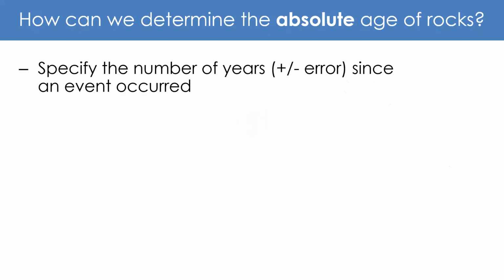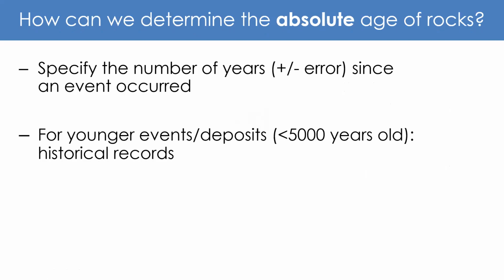So we can specify the number of years since a certain event occurred, but we still have an error. For very young deposits, less than 5,000 years old, we can use historical records for some of them. For example, in 1839, we know there was an eruption at Krakatoa because there were people there. They recorded it. They recorded ash flows. They recorded heat changes. Granted, it was from 1839, so it's not incredibly accurate, but we can tell pretty much down to the day when that eruption happened.